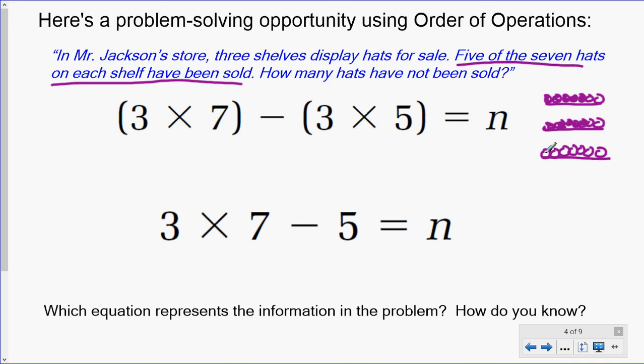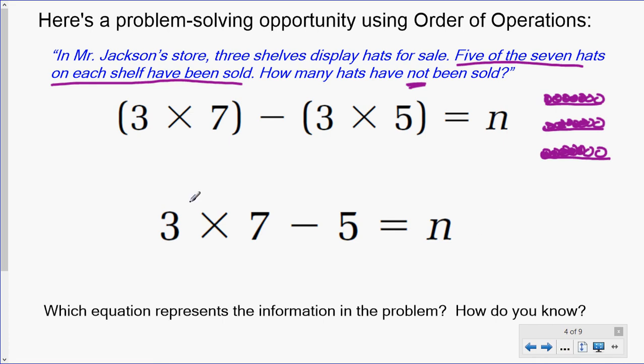On each shelf, it says. So that means 15 hats really have been sold. How many hats have not been sold? Okay, so it looks like 2, 4, 6 would be the answer. So n would equal 6 in these equations, but we have to find the right one. So how do I know?